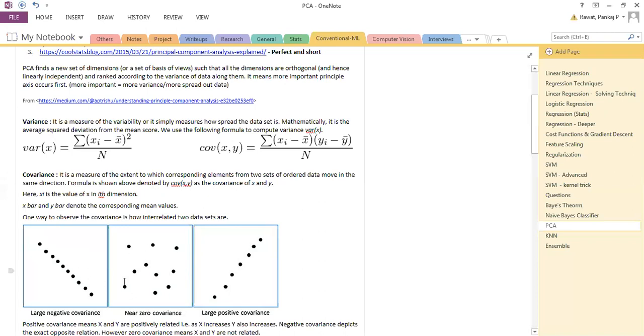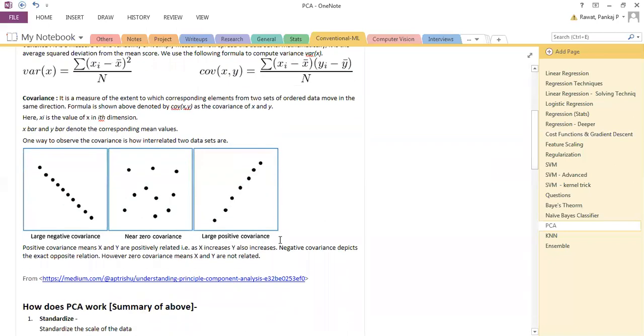These are graphs showing the covariance in each direction. Here, increasing the value of one variable decreases the value of the other, so there is a negative covariance. And this is the perfect case, where x is here and y is here. Increasing the value of x increases the value of y, so they have a large positive covariance. But here we don't have any pattern, so they have a near zero covariance. These two topics are essential when dealing with PCA. Now let's dive into PCA.